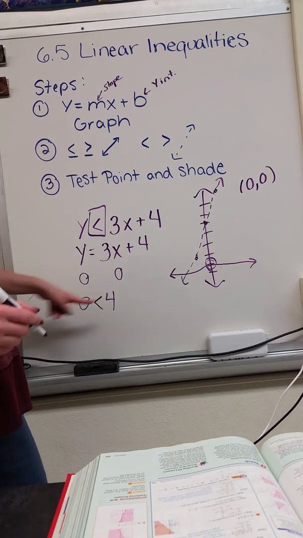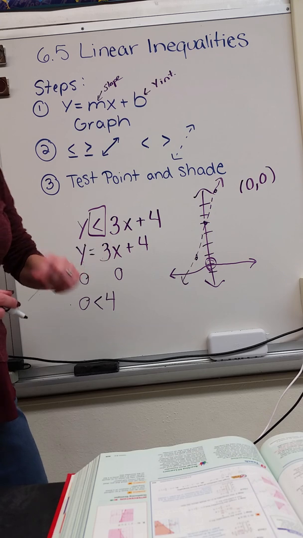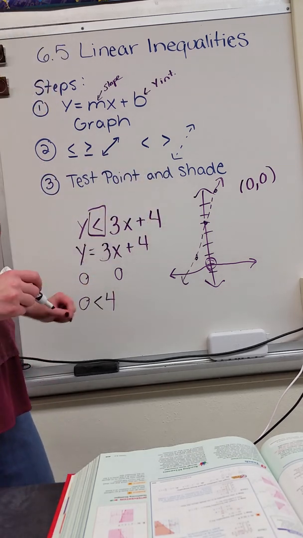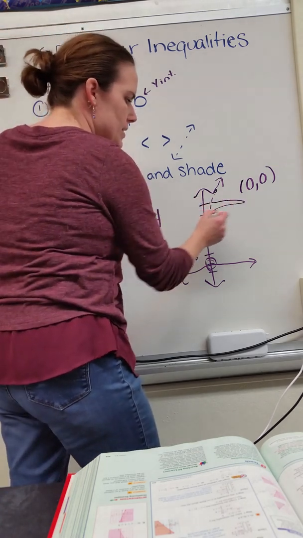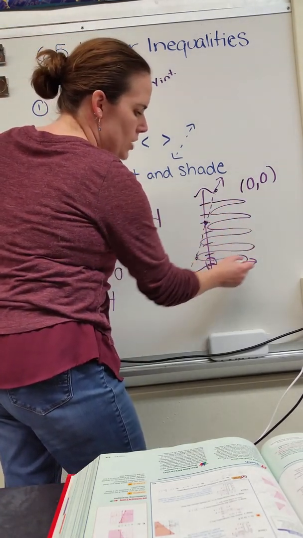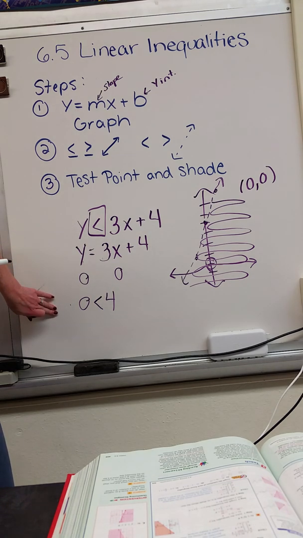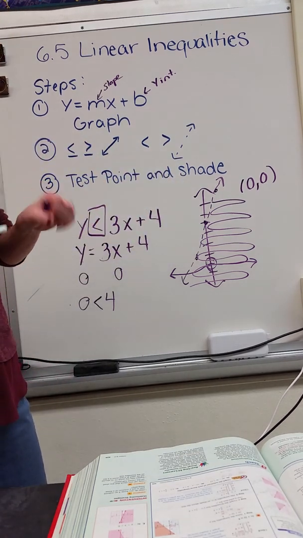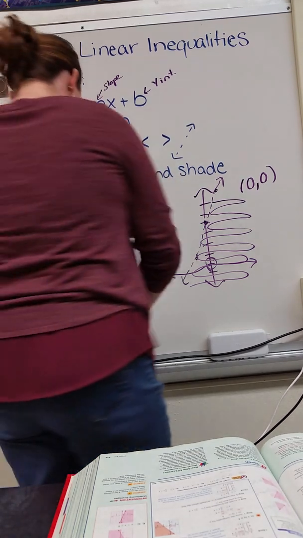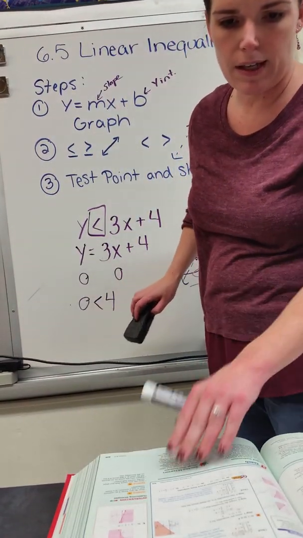0 less than 4. If that's a true statement, then you're going to shade the side that has the test point on it. So that means everything over here is shaded. If this is a false statement, say it said 0 was bigger than 4, then you would shade everything on the other side. So I'll give you one more example.